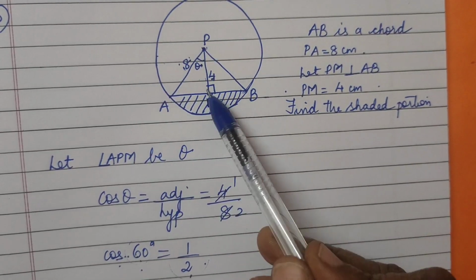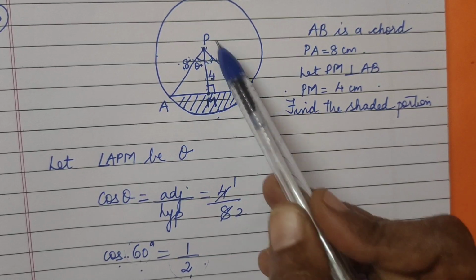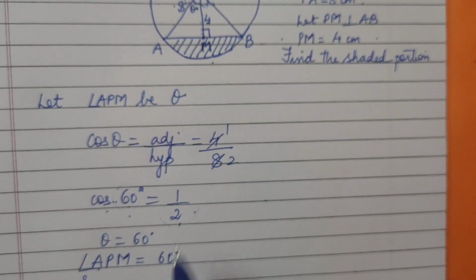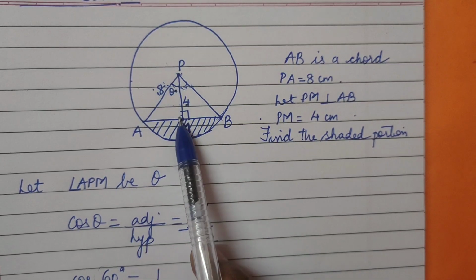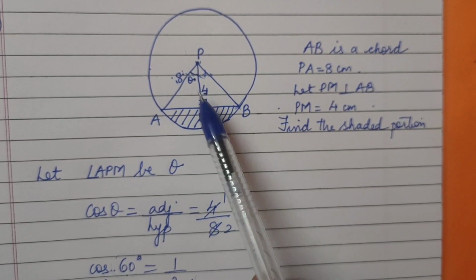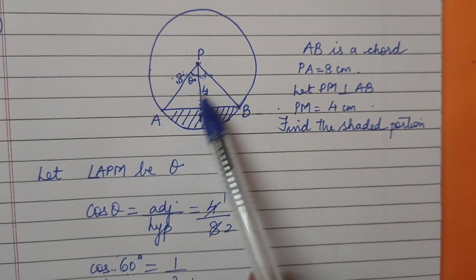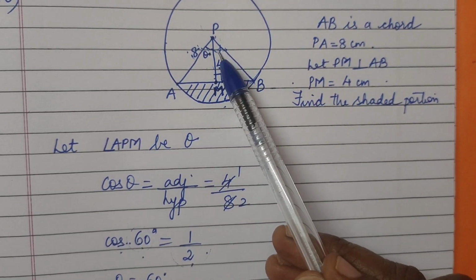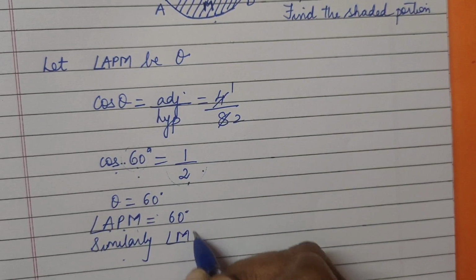But do we need to have only half? No, we want this part also. We want the together part. So similarly, we can write it for the other side. APM is 60 degrees. What side? BPM is also 60 degree. Because see how it comes 60 degree. This is 4, again this is 8. This is a radius, so it will also be 8. Then the same rule applies here, the same rule which we have done, 60 degree. So MPB is also 60 degree.